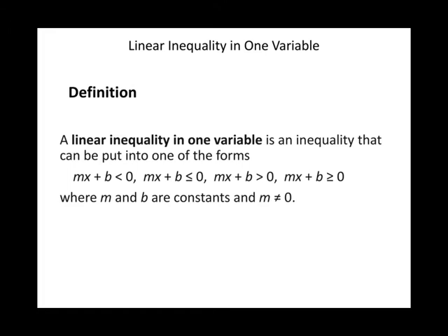Linear inequality in one variable. A linear inequality in one variable is an inequality that can be put into one of these forms. We have mx plus b. Remember mx plus b? This is the linear expression with one variable, and x here is our variable. m and b are considered constants. So mx plus b strictly less than 0 is called a linear inequality in one variable, or mx plus b less than or equal to 0. This is also a linear inequality in one variable.